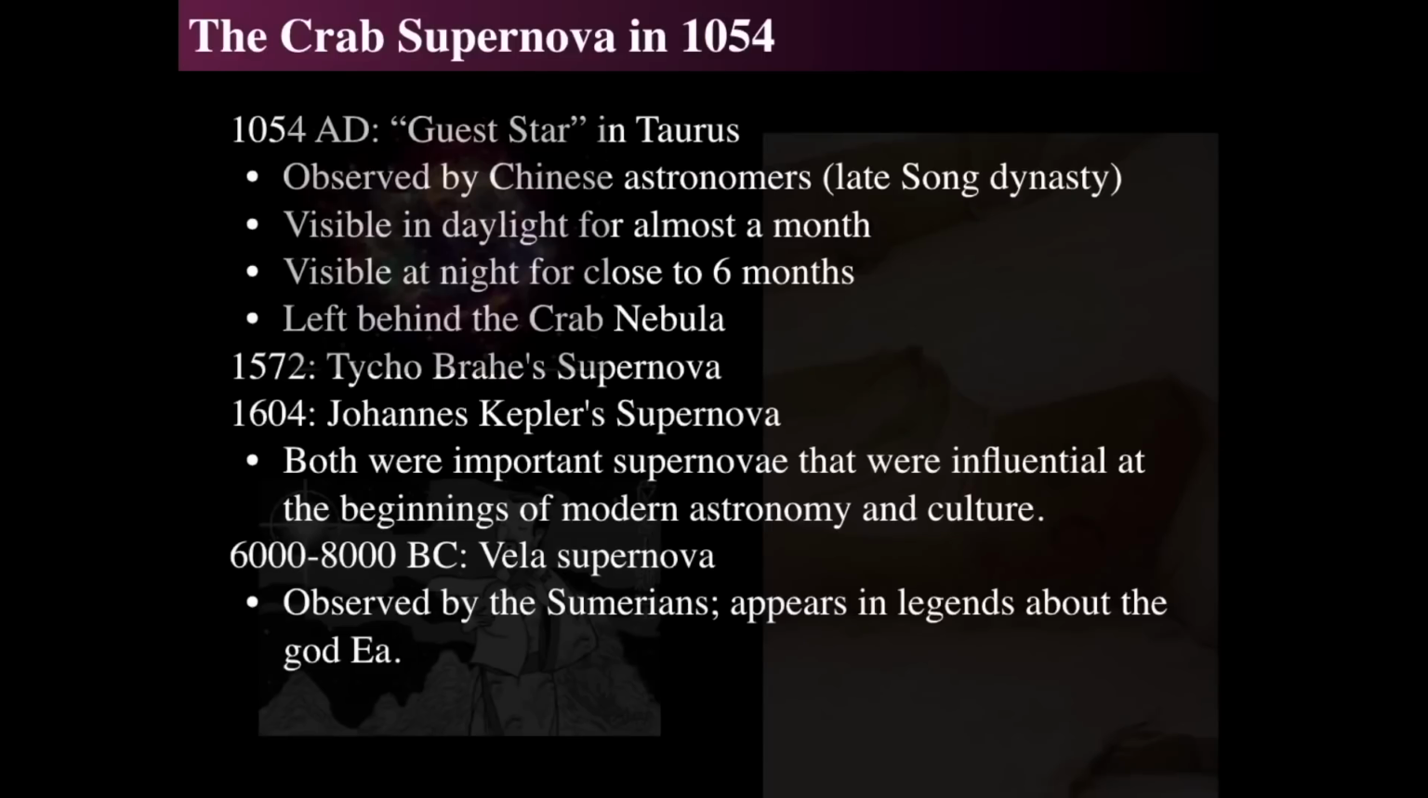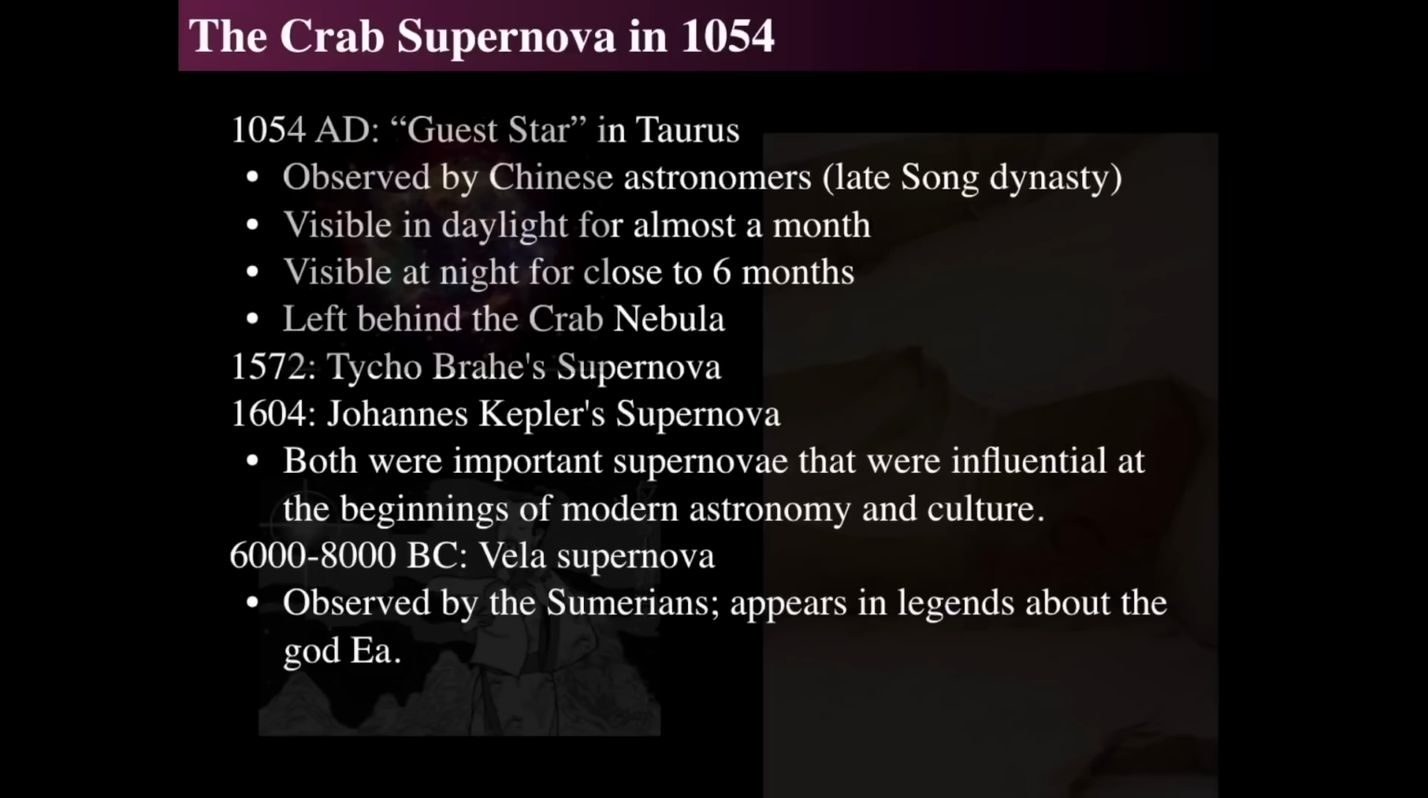So today what we're going to talk about are some historical supernovae that actually light up the skies today. In 1054, there was a guest star in the constellation of Taurus. It was seen by Chinese astronomers way, way back in 1054, and it was visible during the day for about a month and visible at night for almost 2 years. I think I got the wrong number here, 6 months. No, actually it's closer to 2 years. And this thing left behind the Crab Nebula, or Messier Object Number 1.